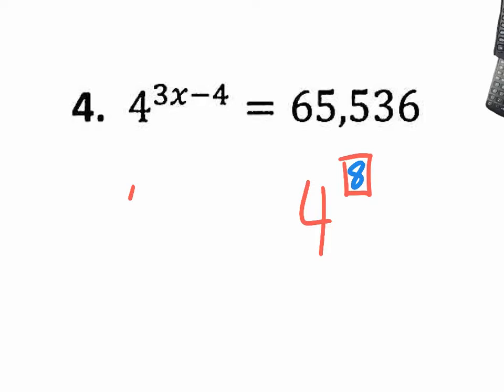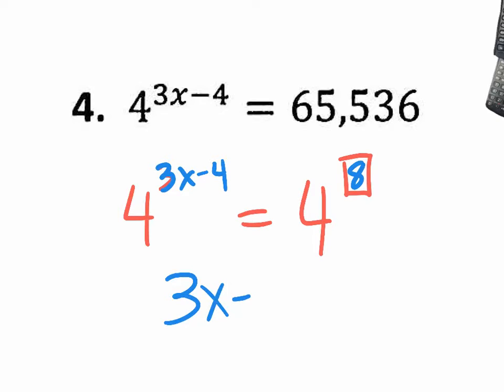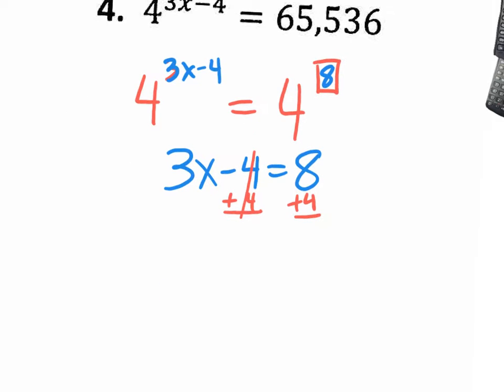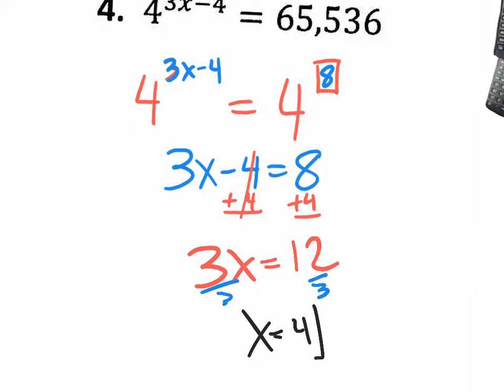65,536. So what we really have is 4 to the 3x minus 4 equals 4 to the 8th. Now that we have the same bases of 4, we could erase the bases and the equation becomes 3x minus 4 equals 8. And to solve that, you're going to go plus 4, and you'll get 3x equals what? Which means that when you divide by 3, x equals 4 as the final answer.